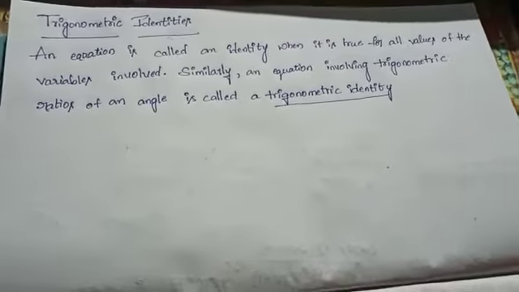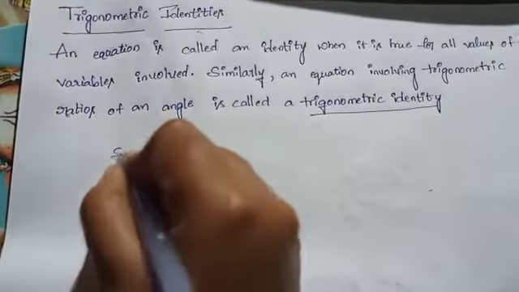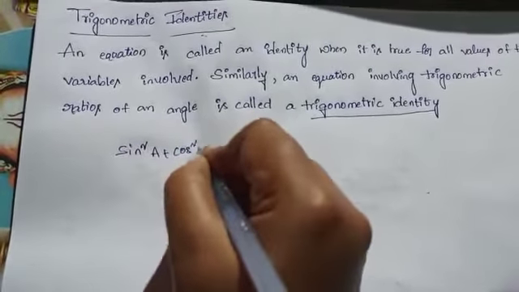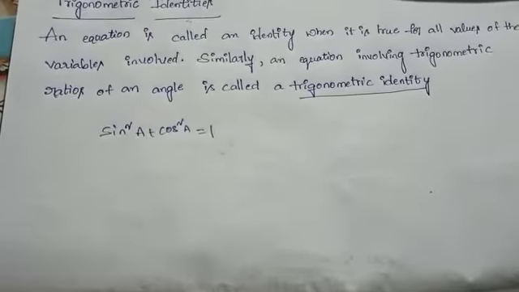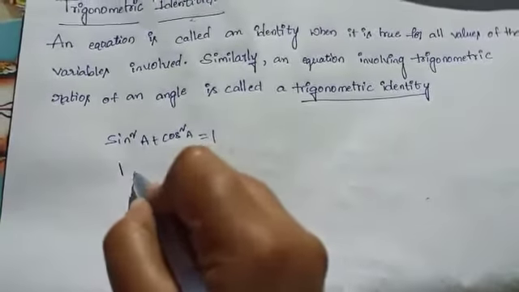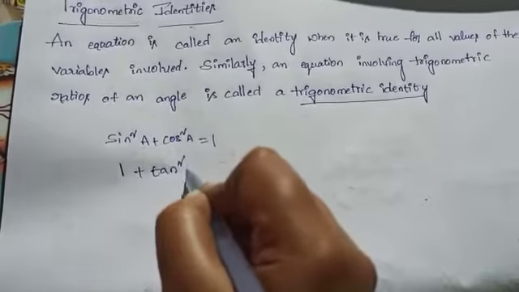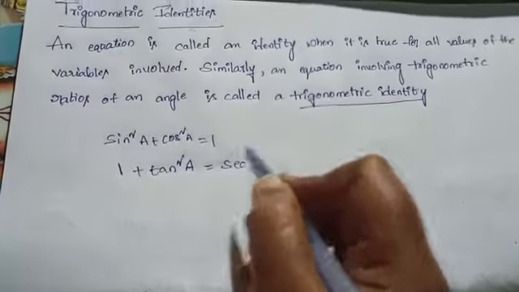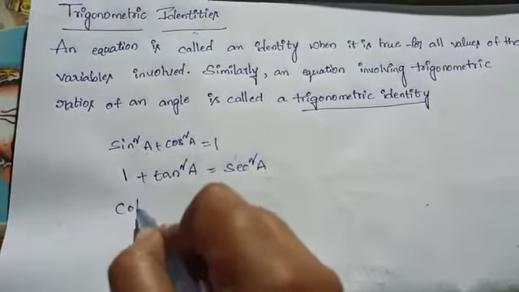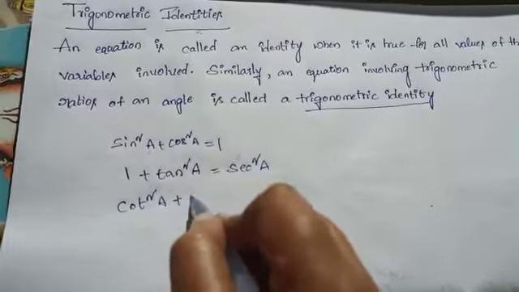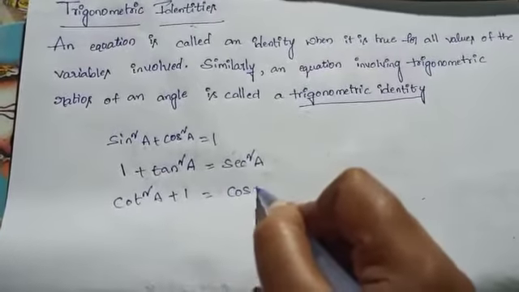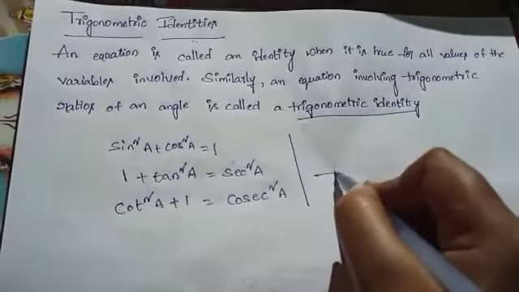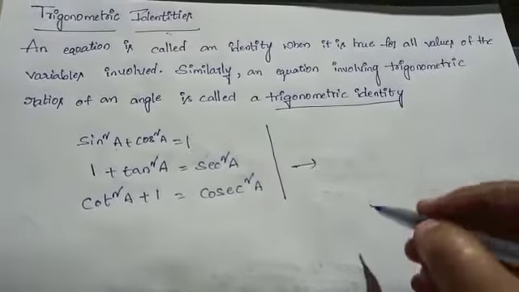They are: sin square A plus cos square A equal to 1; 1 plus tan square A equal to secant square A; cot square A plus 1 equal to cosecant square A. These are the trigonometric identities. Very important.